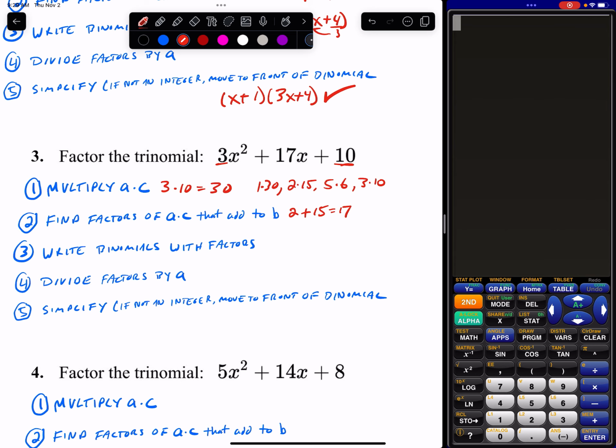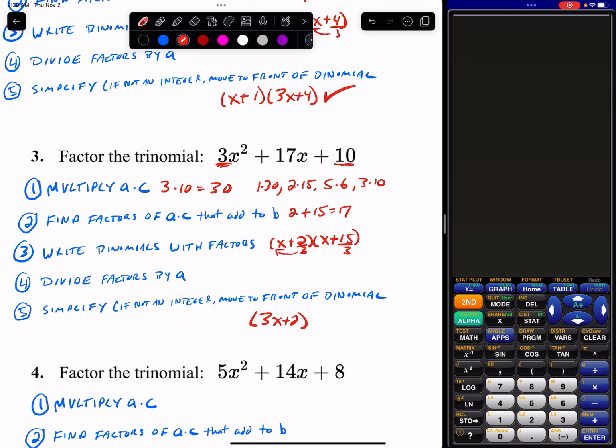So we're going to write the binomials with the factors. So I'm going to write x plus 2 and x plus 15. Step 4, divide the factors by A. So we know that A is 3, so if I divide by 3 and I divide by 3, now we're going to simplify. So notice this time the first binomial is not an integer, so I'm going to move that 3 to the front. So I'm going to write 3x plus 2 is going to be my first binomial.